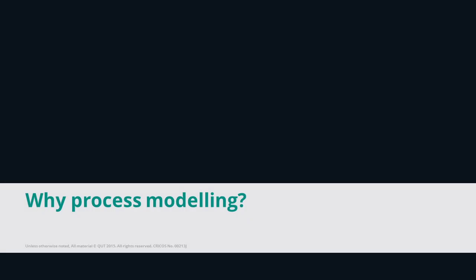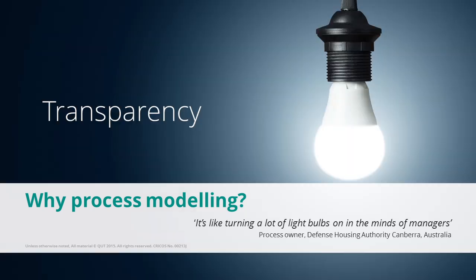Let's start with why process modeling. As a process owner once put it, process modeling is like turning a lot of light bulbs on in the minds of managers. In other words, it's like achieving transparency: transparency as deep understanding of the way our organization operates. So how do we convey this transparency into a process model?